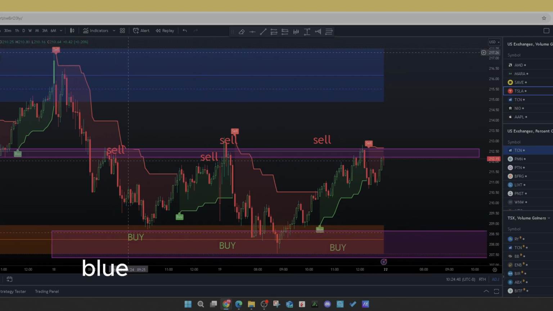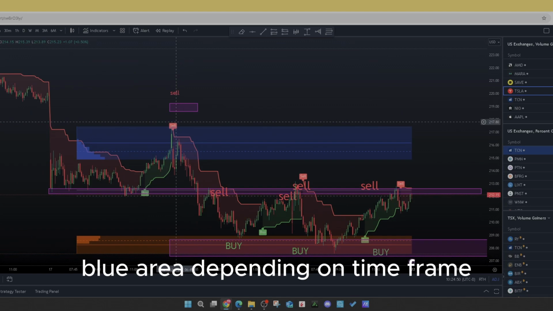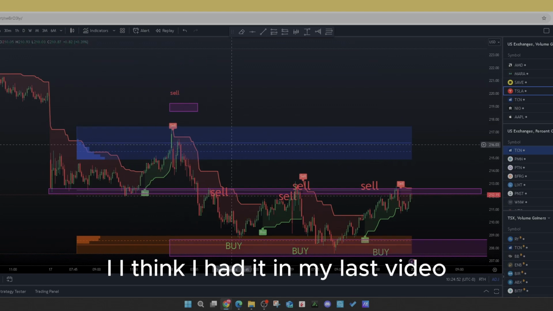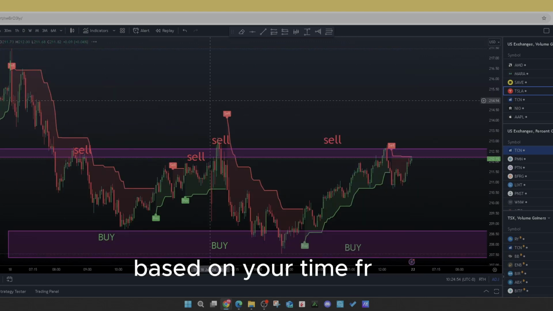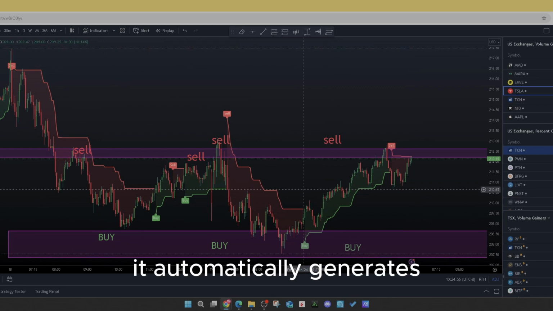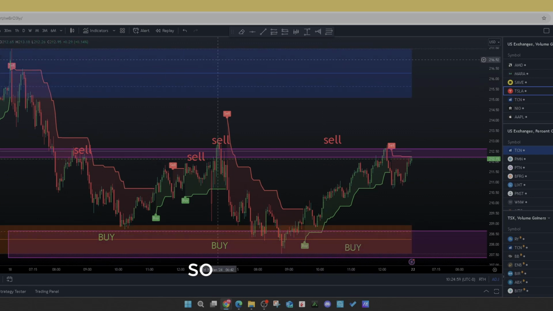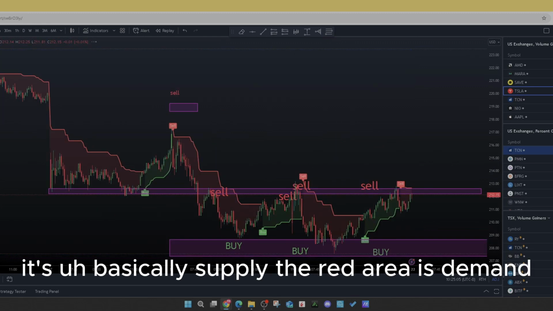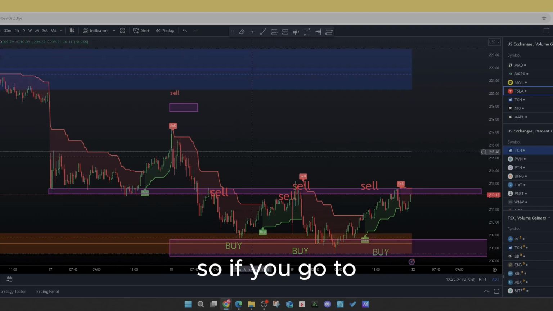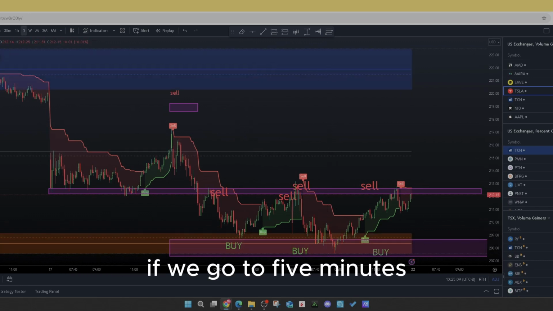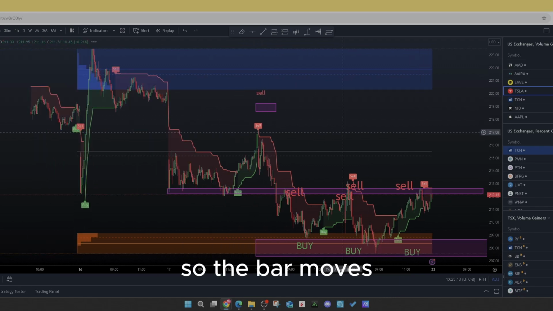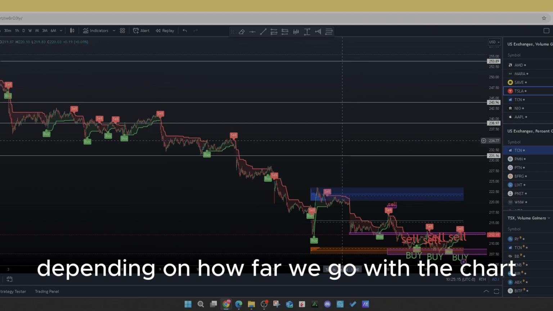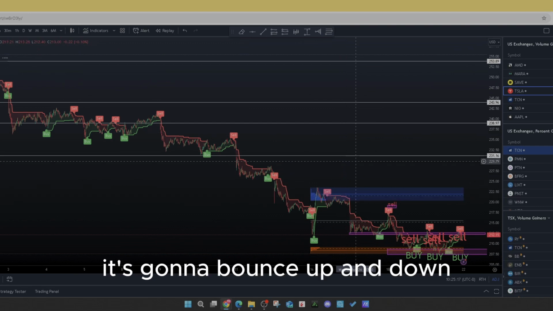Blue area, depending on time frame, I think I had it in my last video. Based on your time frame, it automatically generates. So the blue area, it's basically supply, the red area is demand. So if we go to 5 minutes, the bar moves depending on how far we go with the chart. It's going to bounce up and down.